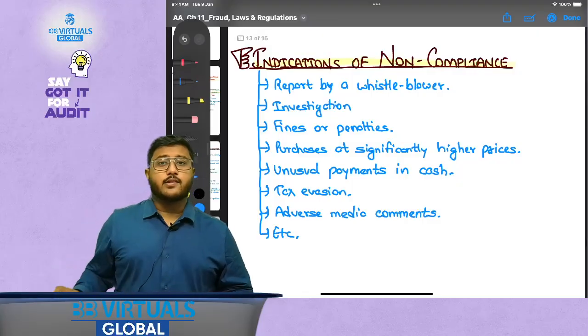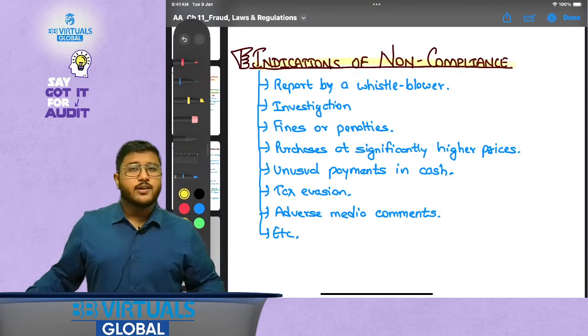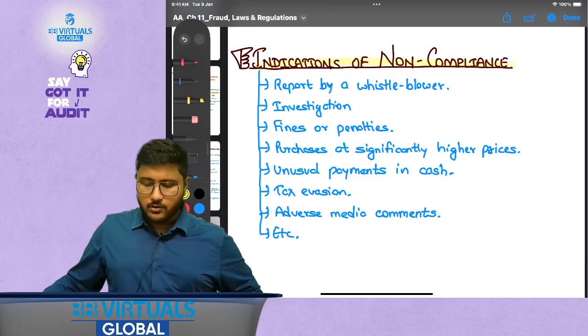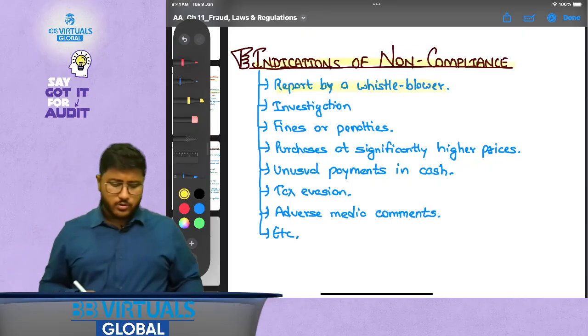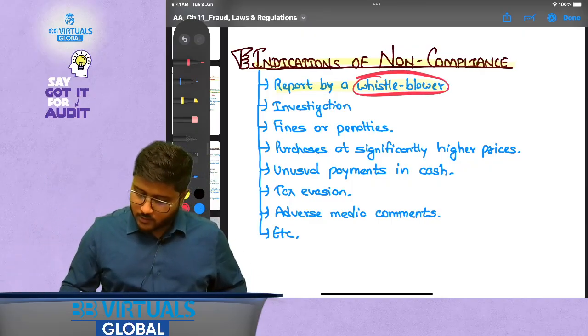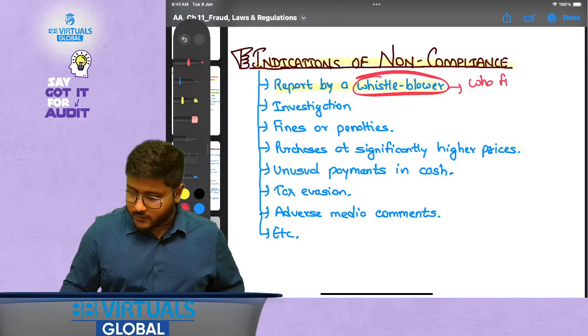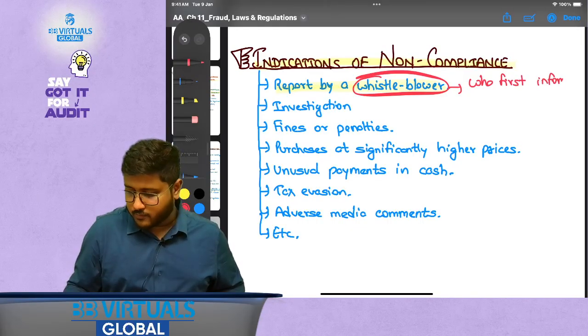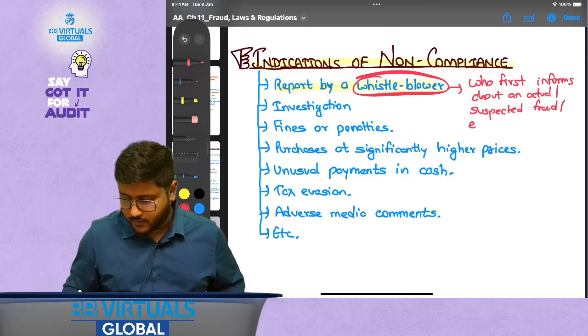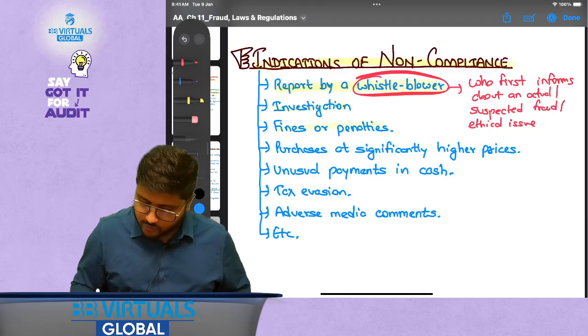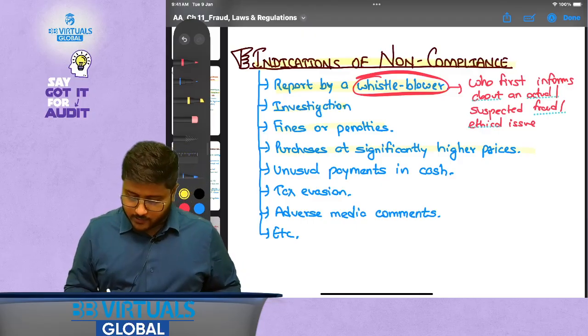Now, indications of non-compliance. What could be certain criteria which could tell us that there has been a non-compliance? Report by a whistleblower could be there. Who is the whistleblower? Who first informs about an actual or suspected fraud or ethical issue. Then investigation, then fines or penalties, then purchases at significantly higher prices, unusual payments in cash.